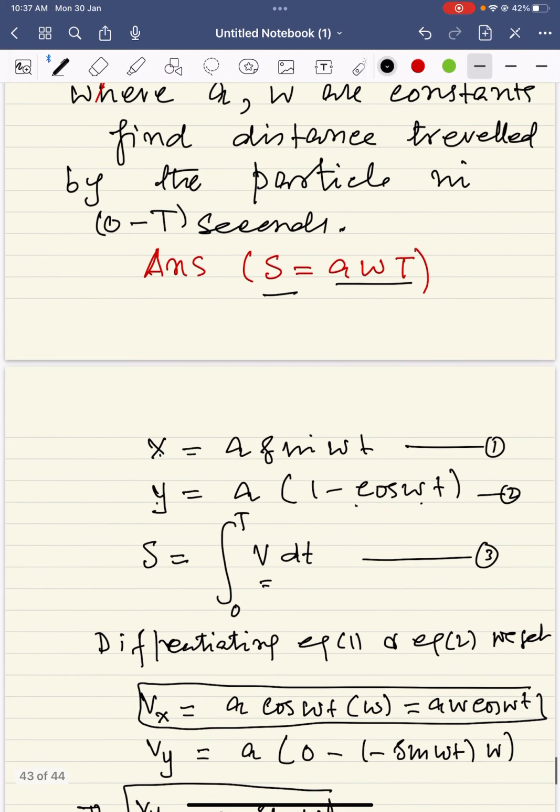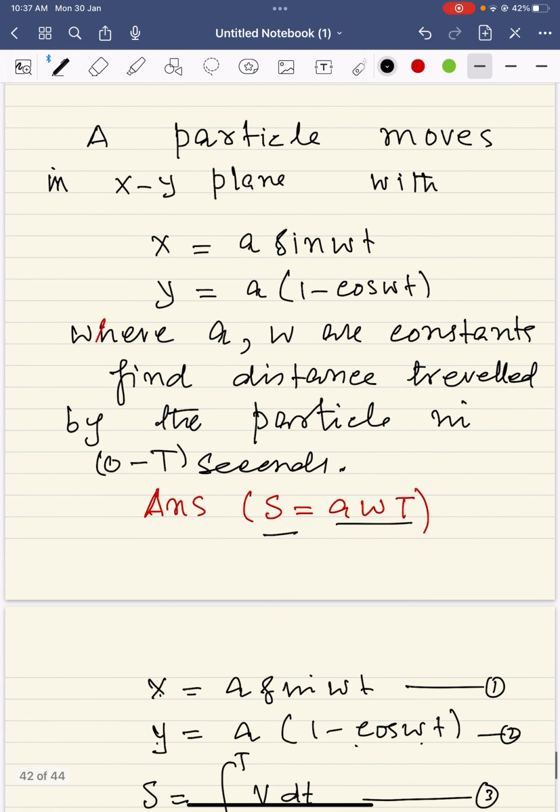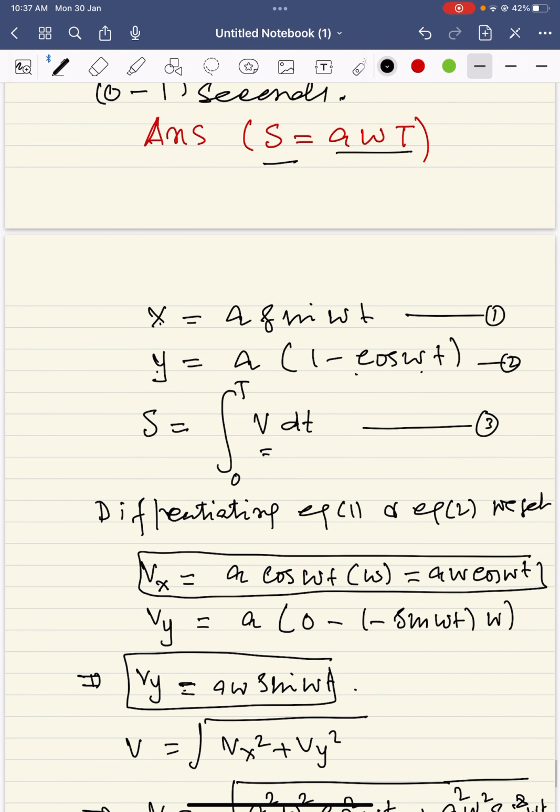So again I will repeat. This was the assignment: a particle moves in the xy plane with x equal to a sin omega t, y equal to a into 1 minus cos omega t, where a and omega are constants. Find the distance traveled by the particle from 0 to t seconds. The answer was s equal to a omega t. So how to proceed ahead? We write x equal to a sin omega t. These are the given conditions.